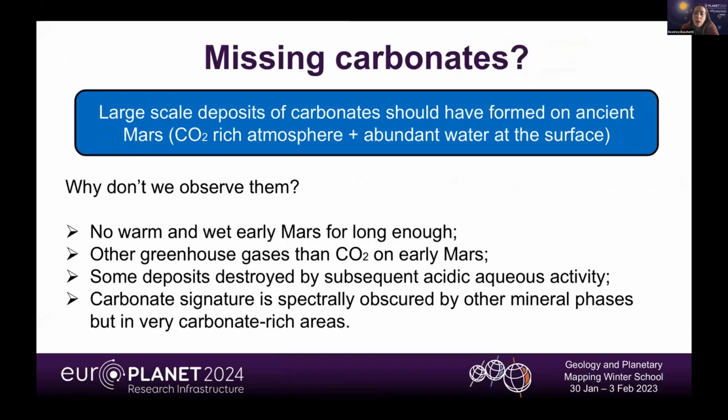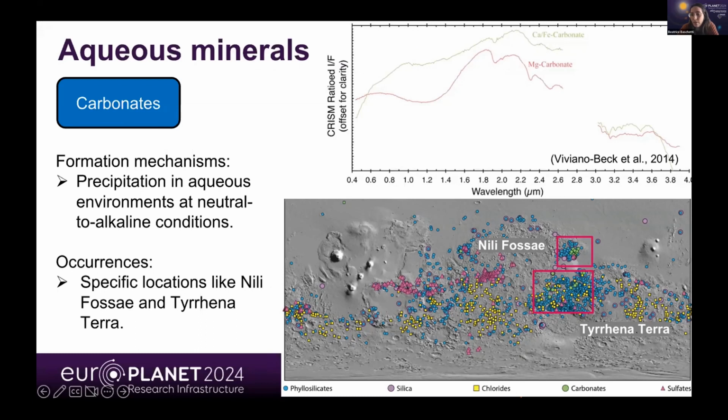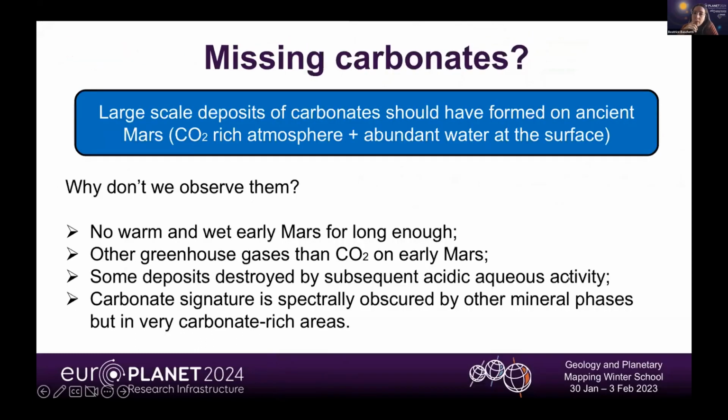From this map you see the carbonates are not that abundant. This was a problem at first, because we expect that large-scale deposits of carbonates should form if Mars had a CO2-rich atmosphere in the past, which was thicker than the one it has now, and if we had abundant water at the surface. So why don't we observe so many carbonates?